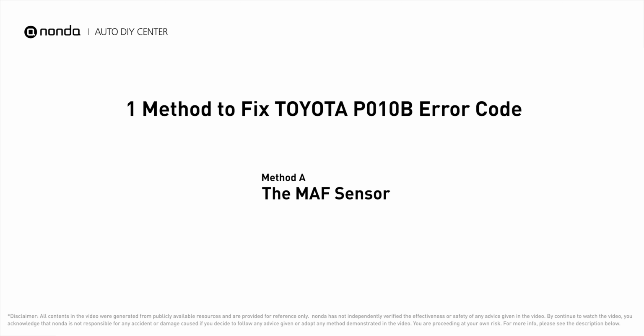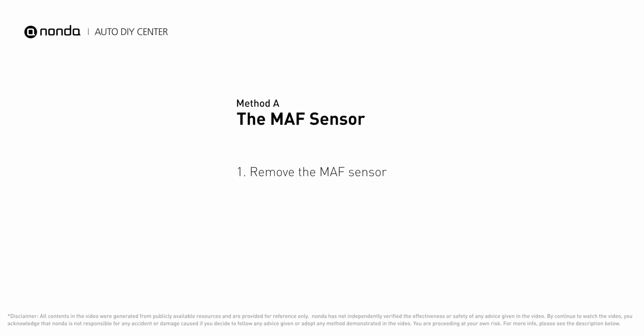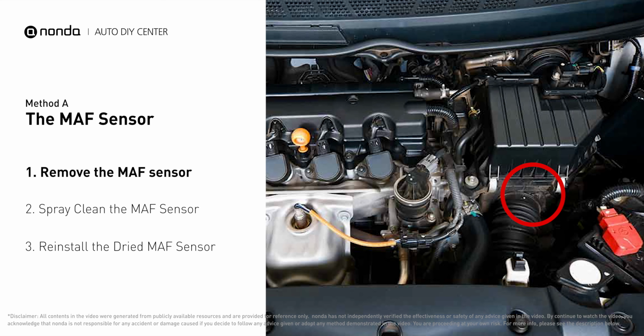Here are one of the most practical solutions to fix Toyota's P010B error code. Method A, MAF Sensor. MAF sensors are located between the air filter and the throttle body.